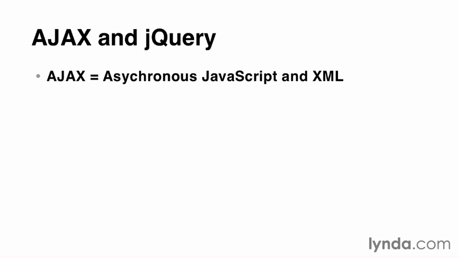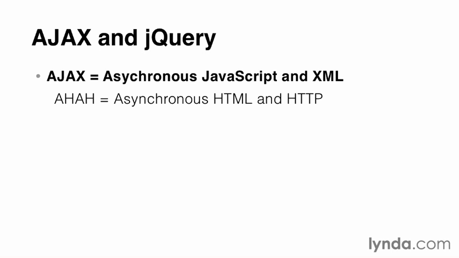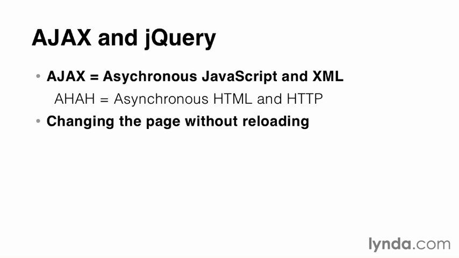In this chapter, we're going to be looking at AJAX and jQuery. First of all, what is AJAX? Well, technically, AJAX is asynchronous JavaScript and XML. There's also another acronym you might run into, AHA, which stands for asynchronous HTML and HTTP. What does all this really mean? The main point here is that we can change the page without reloading it.